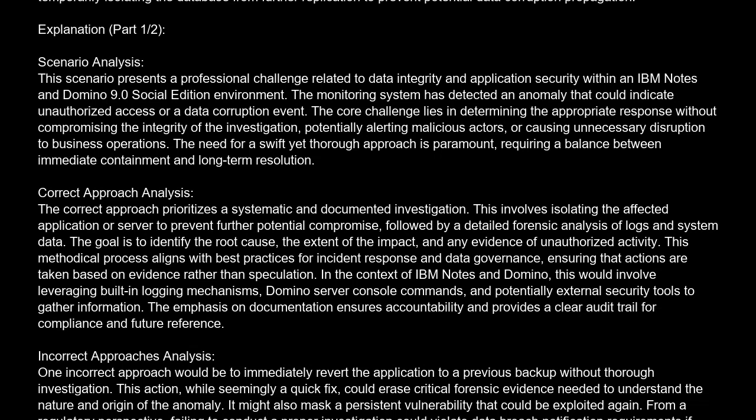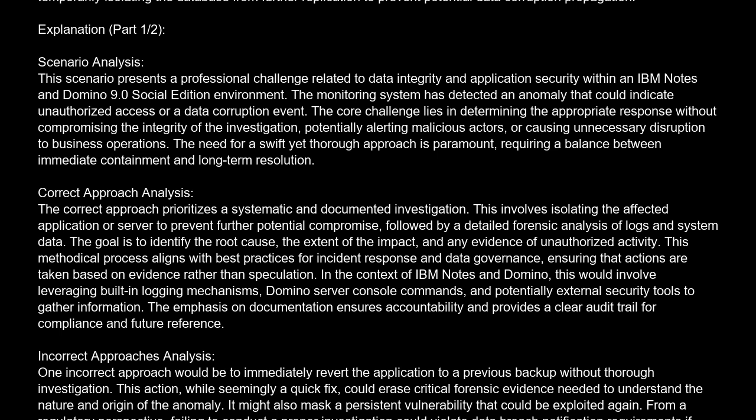The correct answer is C. Initiate a detailed forensic analysis of Domino server logs and replication history for the affected database, while temporarily isolating the database from further replication to prevent potential data corruption propagation.